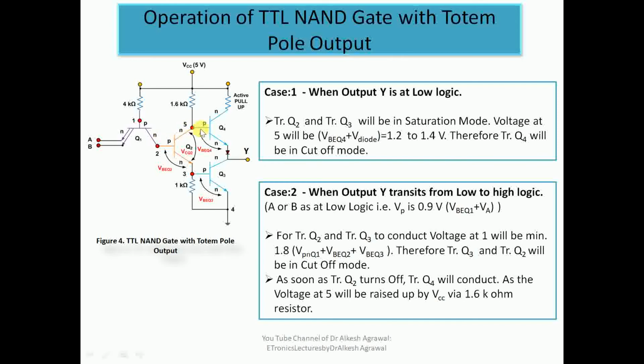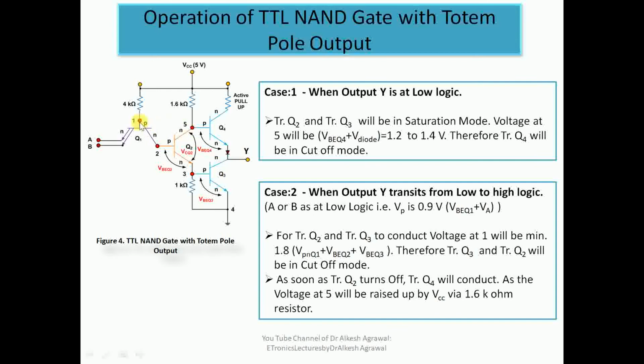So at this point, the potential is this potential plus this potential. So the potential at this point is, again I'll explain. We are assuming that the output is at low logic, which means Q2 and Q3 are in saturation mode. So here we can see two different points.